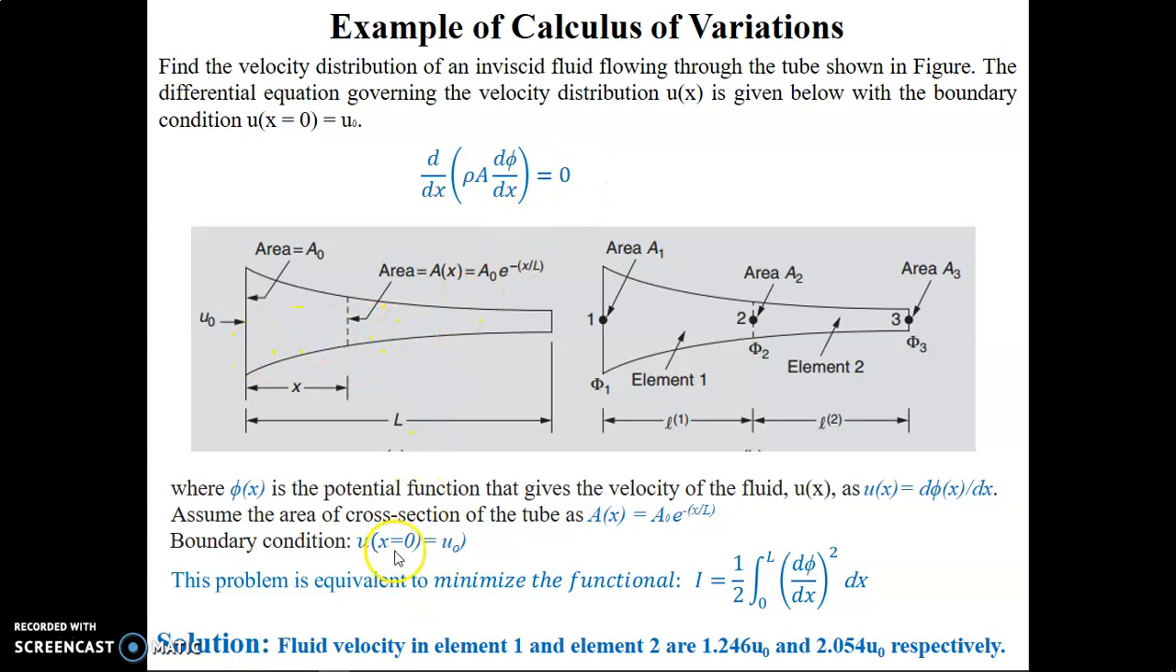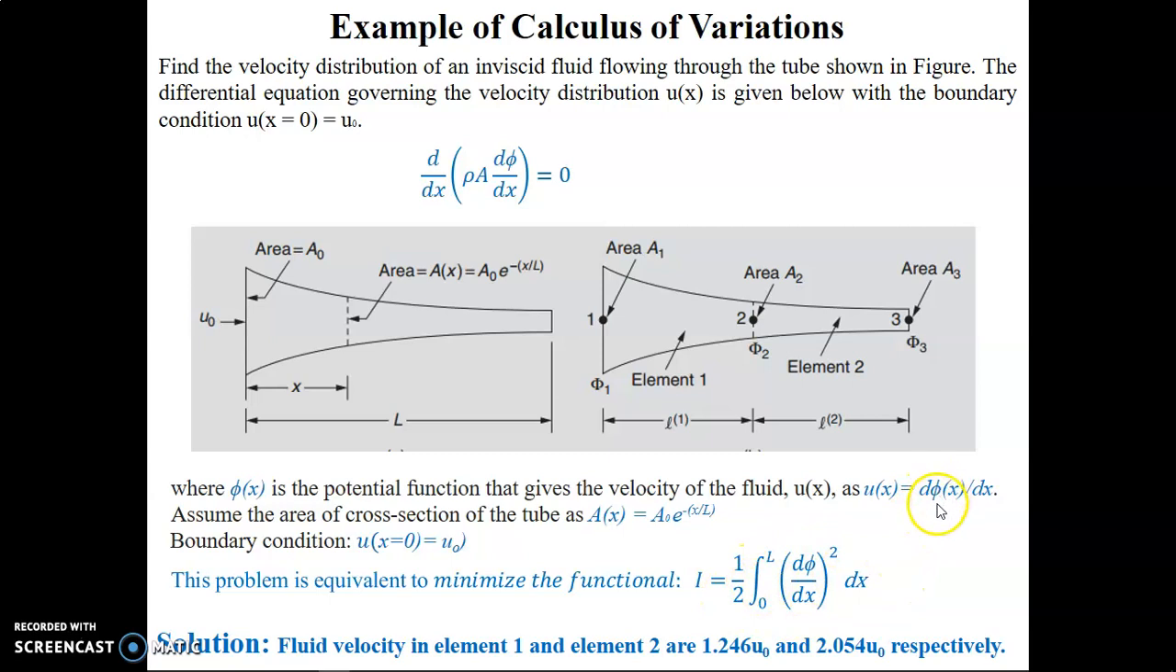The boundary condition is given that at x is equal to 0, or at the first node, u is equal to u naught, and it is also given that area of the cross section is decreasing exponentially from the first node towards the third node. So velocity here is defined as a derivative of the potential function. So the potential function will be the field variable associated with this particular fluid flow problem. So again, there is no need to find the functional, as the I is already given in the problem statement.